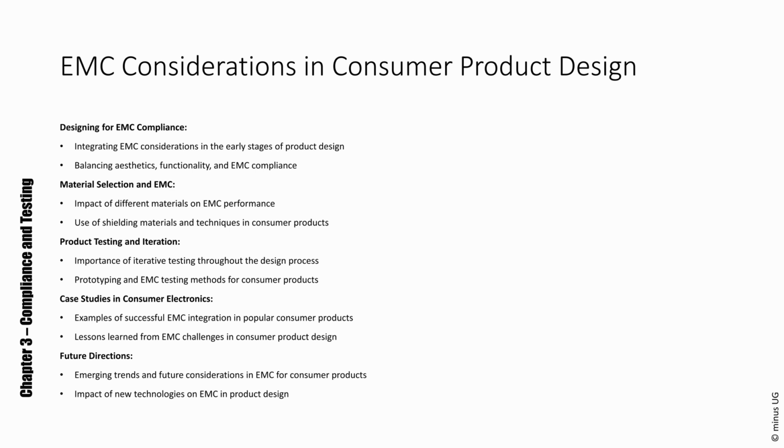These examples can range from mobile devices to home appliances, showcasing how manufacturers have overcome EMC challenges to deliver products that meet both consumer expectations and regulatory requirements. Lessons learned often include the importance of early EMC consideration, the effectiveness of various shielding and filtering techniques, and the impact of component layout and design choices on EMC.